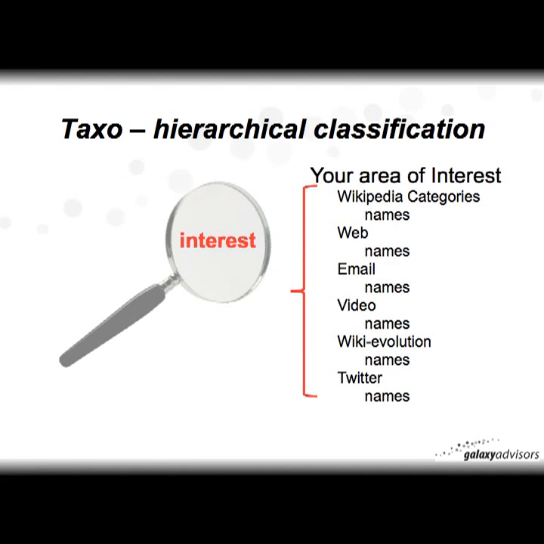So the Taxo hierarchical classification takes your area of interest and helps you explore the Wikipedia categories that might have relevant names or articles for you also to use. Web names, email, video, wiki evolution names, Twitter, and so on. So that basically is going to help you expand the vocabulary that is around your area of interest.